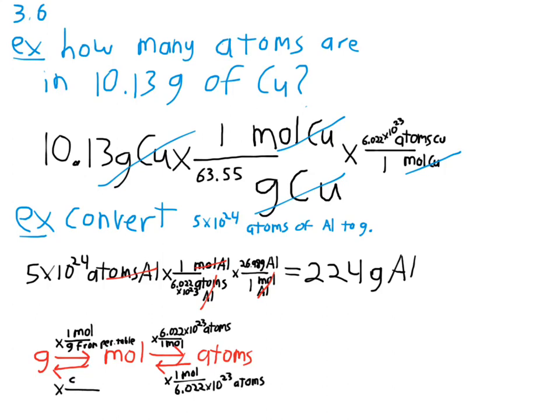So there's only really 2 steps in these problems, and they're always the same. You just need to remember, cancel out your units, the number of grams you get from the periodic table, number of atoms is 6.022 times 10 to the 23rd. Hope this helped.